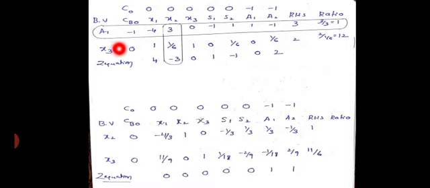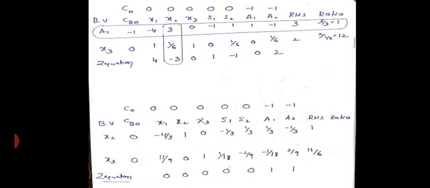Similarly, calculate for the x3 row. How to calculate the x3 row? I told you the formula: old element minus its corresponding key column element into the new element from the pivot equation. Here, what is the new element now? My new element will be here. This is my new element now.